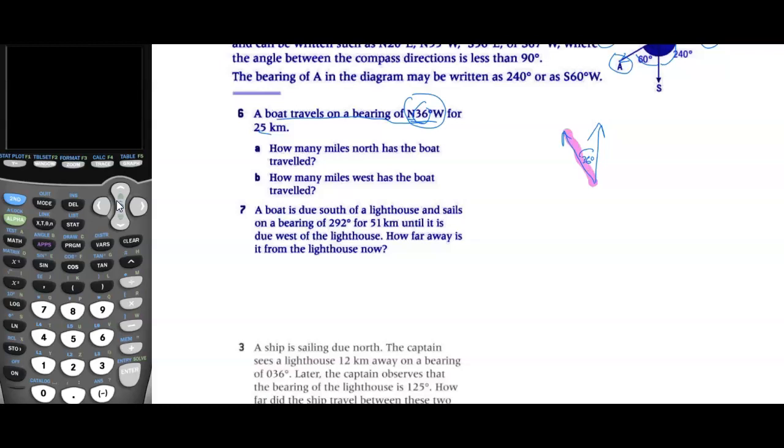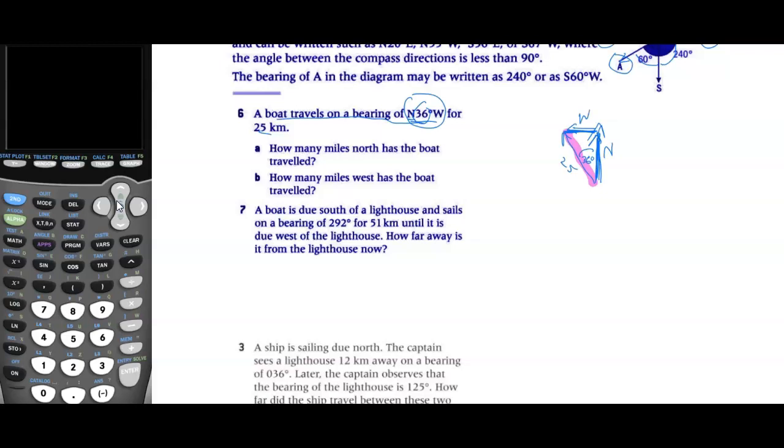How many miles north has the boat traveled? We've gone 25 kilometers in this pink direction. So what we're going to do is try to quantify this pink direction using a horizontal direction line and a vertical direction line. We're going to break it up into a horizontal component and a vertical component. The vertical component is going north and the horizontal component is going west, right? So how many miles north have we gone?